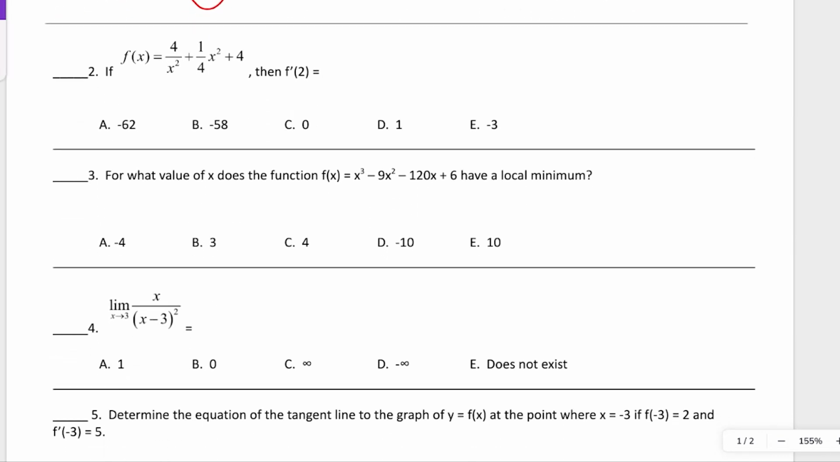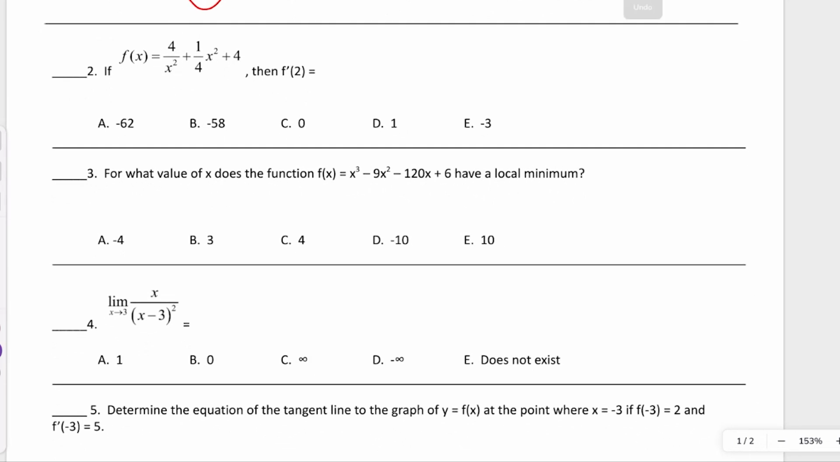Number 2 has a function that, if you're a little out of practice, you might be tempted to use the quotient rule on this term right here, but you really don't need to use the quotient rule here. Instead, rewrite that first term as 4 times x squared. I'm sorry, not x squared, but x to the negative second power. And then we can just apply the power rule to it. So 4 times x to the negative second plus 1/4 times x squared plus 4.